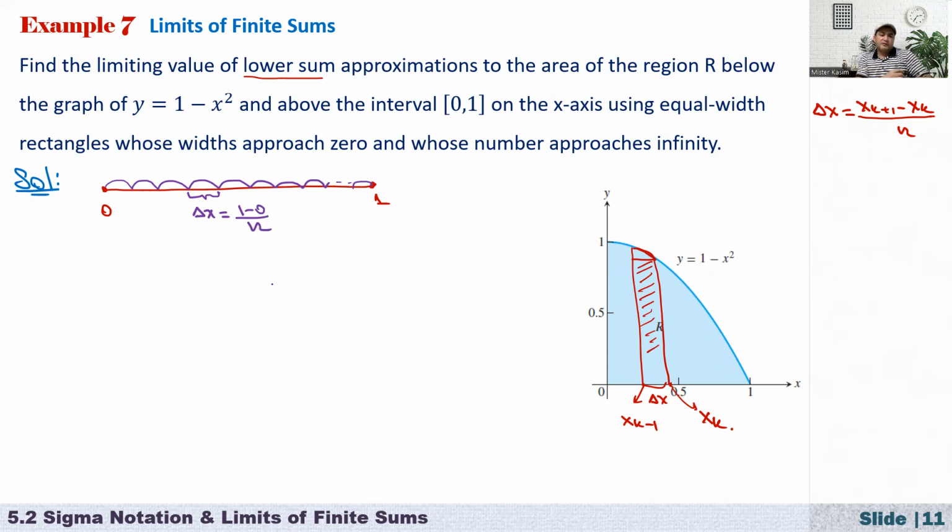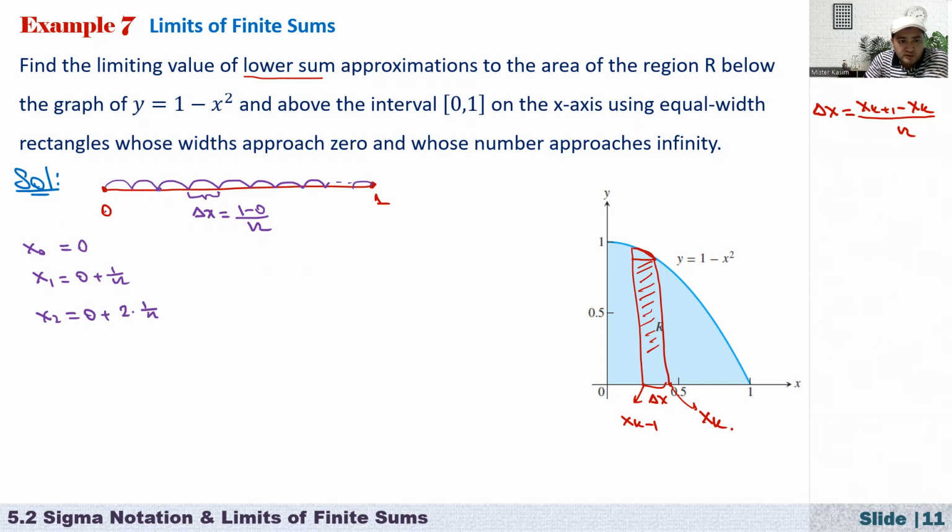Okay, so now if I just write, what are the coordinates of these points? The first one is here, what is x sub 0? x sub 0 is equal to 0, right? And how about x1? x1 is equal to 0 plus 1 over n. And how about x2? x2 is equal to 0 plus 2 times 1 over n, right? So you have to jump 2 times to reach this one.